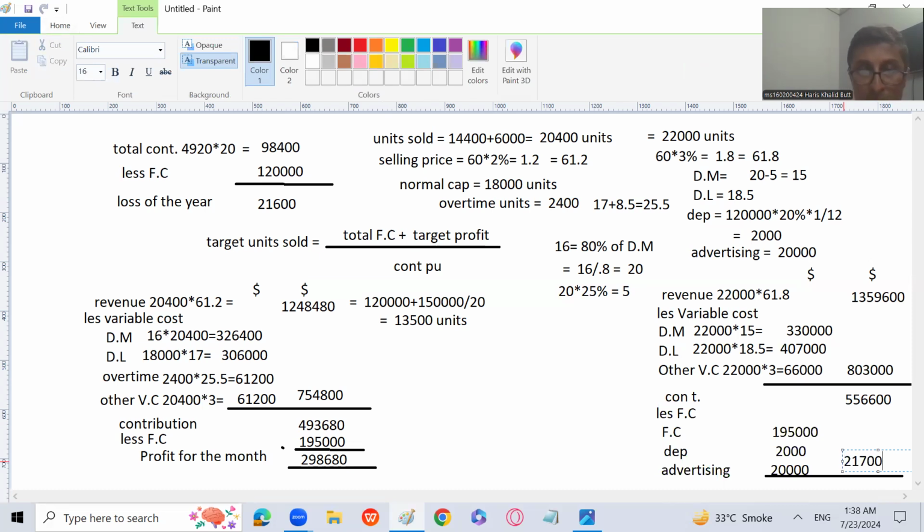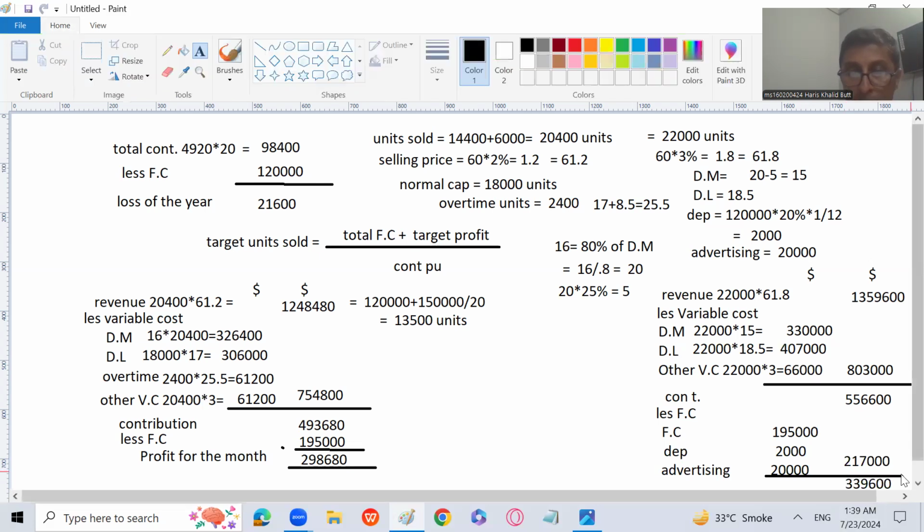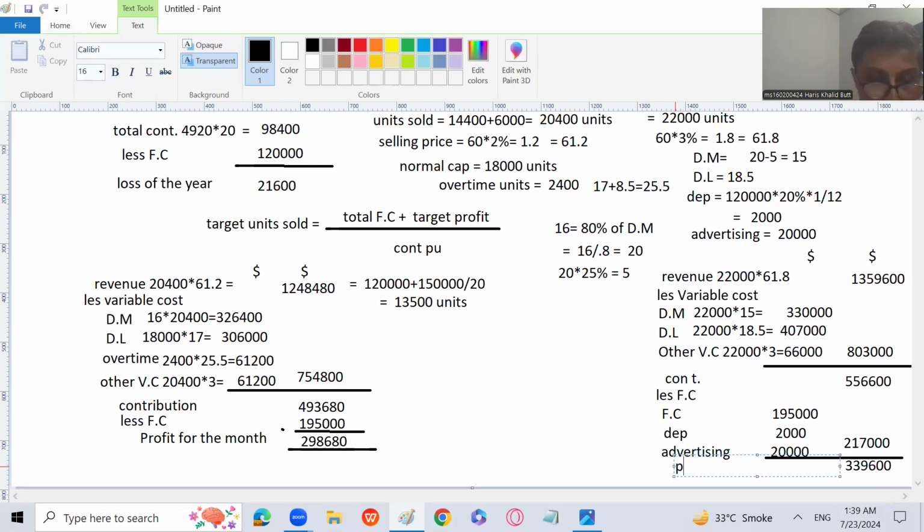Oh, sorry. And then I will subtract 556,600. Just a minute. 556,600 minus 217,000. I'll get 339,600. So the profit is going to be 339,600, our profit for the month, sorry, from option 2.